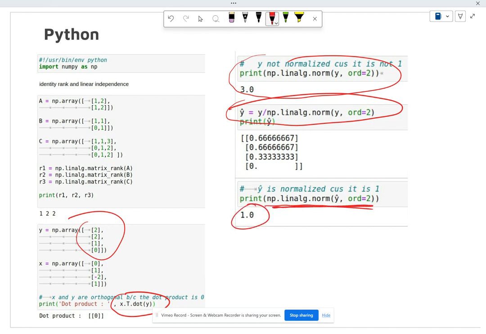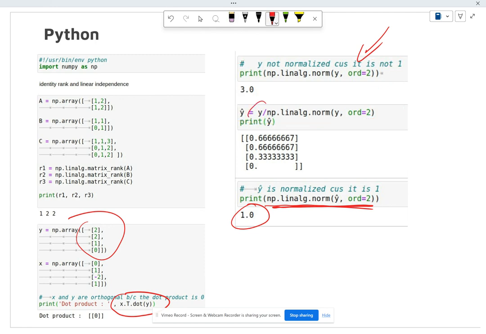So let me go over this again. Remember, you can find a length using this. And then if you divide a vector by the length, essentially you will normalize it, making it a length of 1. So this one, y hat, has a length of 1. And lo and behold, if you find the norm of y hat, it's going to give you a length of 1.